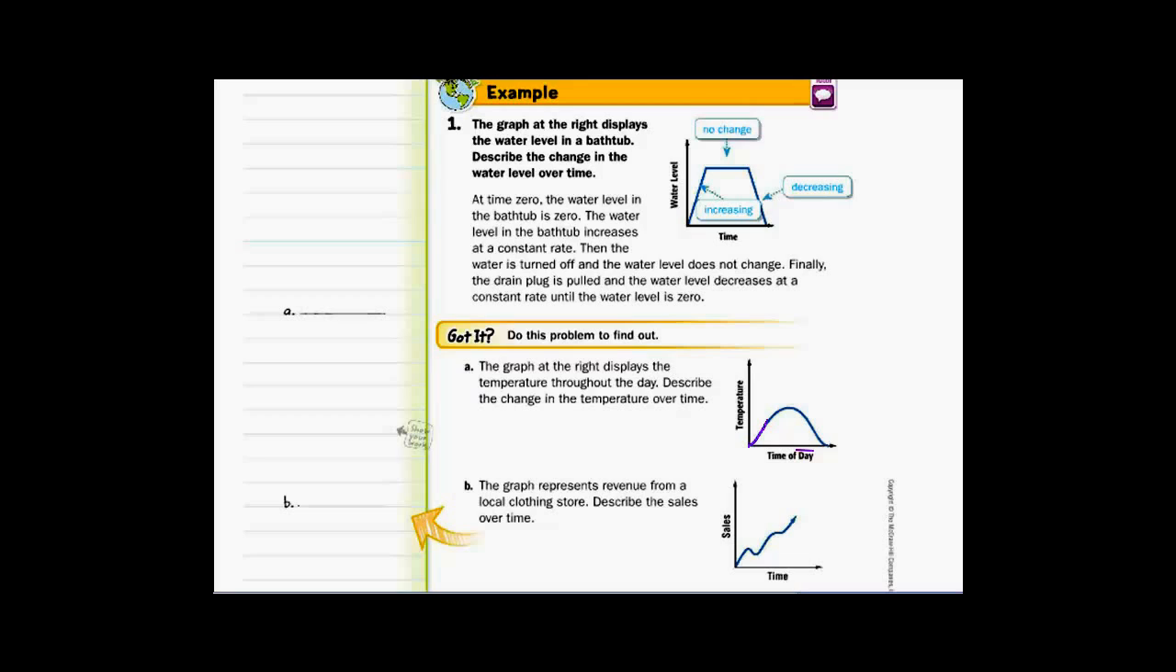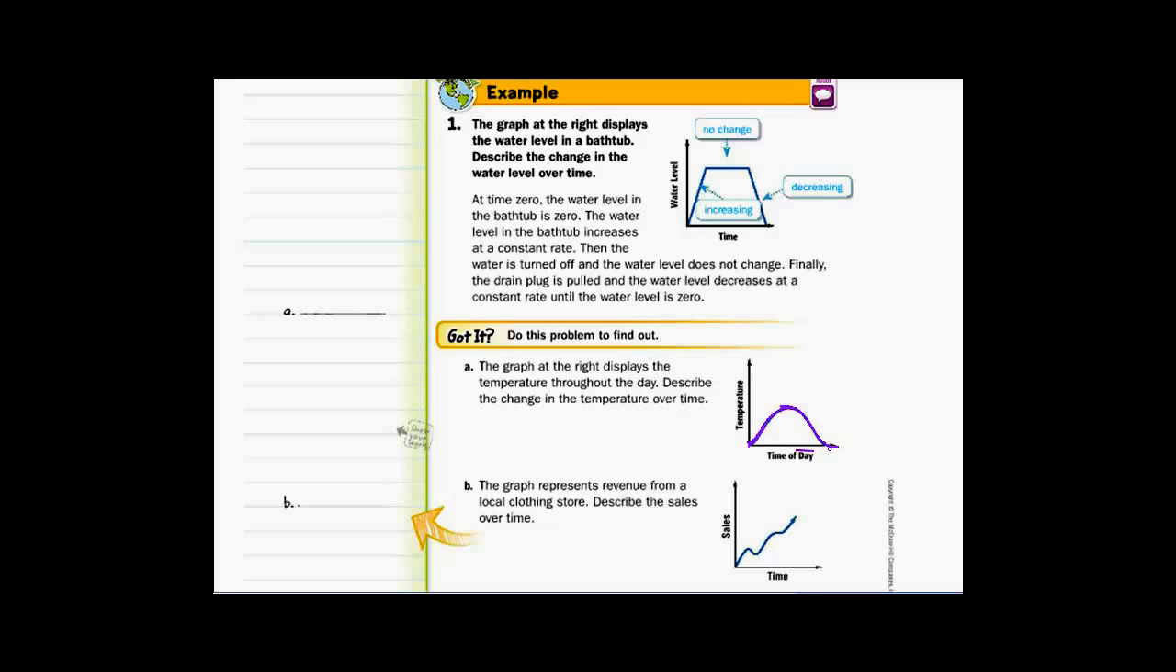Not necessarily a steady rate, because as you can see, there's a little bit of a curve that goes with this. But it does increase until what? Midday, maybe? And it hits its maximum temperature. And then it will start to decrease, not necessarily at a steady rate, but it will decrease nonetheless. That's what you are going to write out for me.